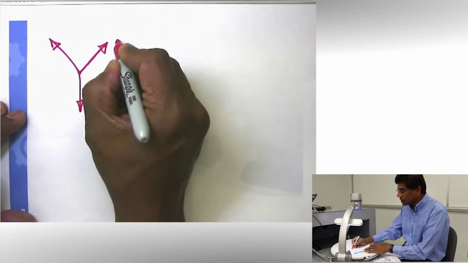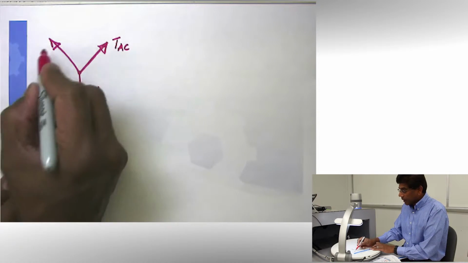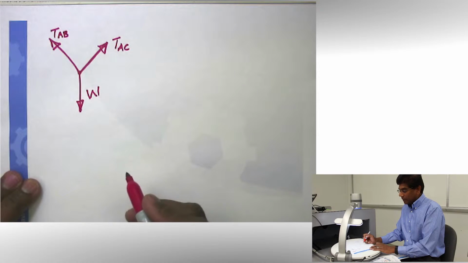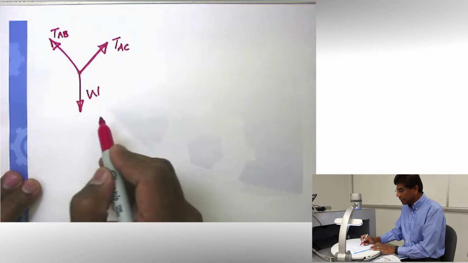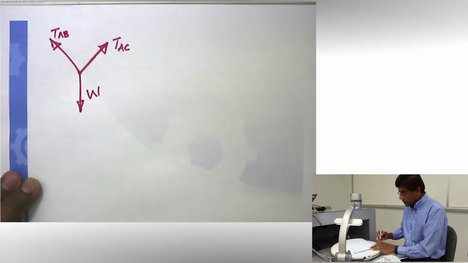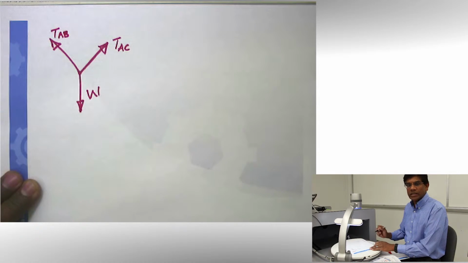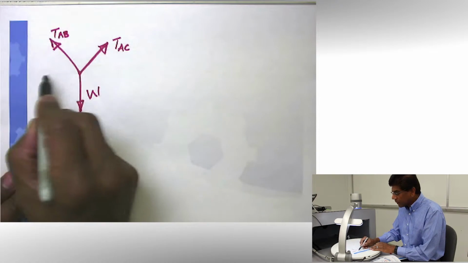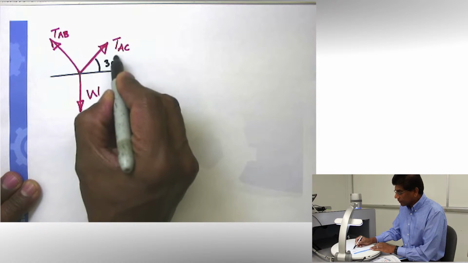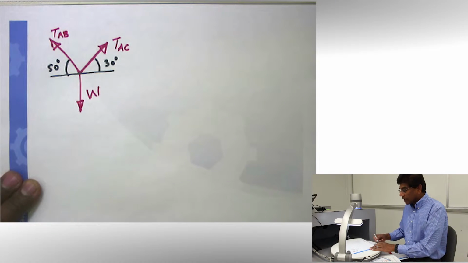We know there's going to be tension in this cable, so I'm going to say tension in cable AC. And this cable is tension in cable AB. Since it is tension, I'm going to show T, but you could use any notation you want. So after showing all the forces, the next step is to identify all important critical information necessary for writing the equation. In this case, the information that is necessary is this angle, which is 30 degrees. We also need this angle, which is 50 degrees. So I have shown all essential information.